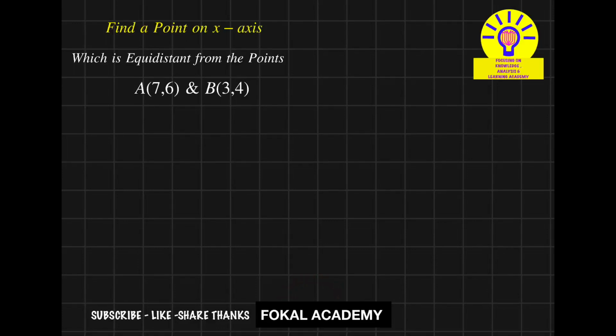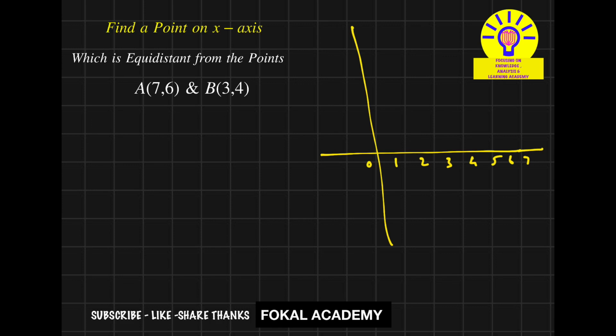See in this problem, find a point on the x-axis which is equidistant from the given 2 points A and B. So first of all, understand the question carefully. So this is the x-axis and this is the y-axis. 0, 1, 2, 3, 4, 5, 6, 7. 1, 2, 3, 4, 5, 6, 7.